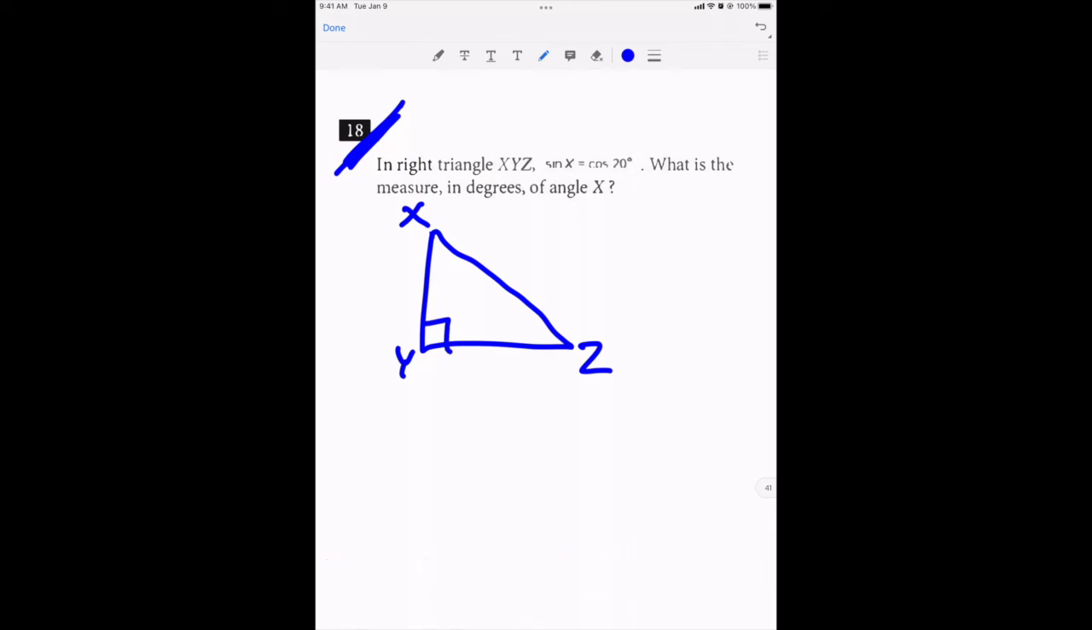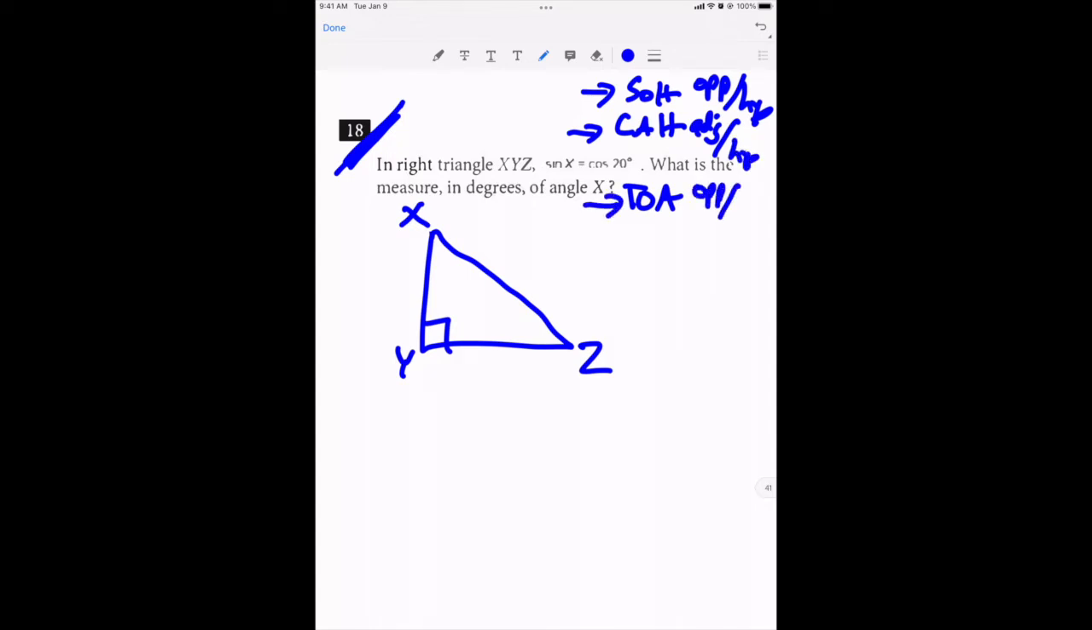We're also going to be playing with SOHCAHTOA in just a moment. Please remember that SOHCAHTOA stands for: the sine of an angle is equal to the opposite over the hypotenuse. The cosine of an angle is equal to the adjacent over the hypotenuse. And the tangent of an angle is equal to the opposite side over the adjacent.